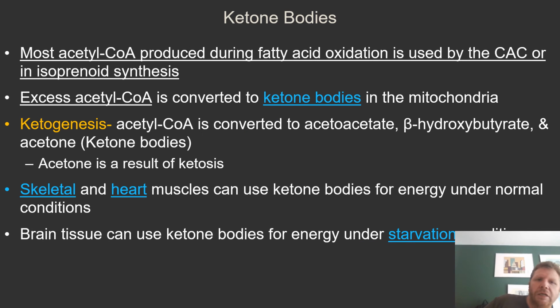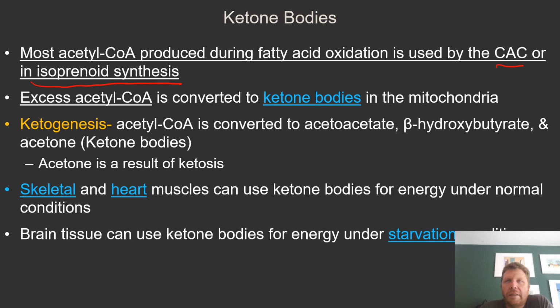So of the acetyl-CoA that's produced during the fatty acid oxidation, most of it's going to go into the citric acid cycle or isoprenoid synthesis. So it's ultimately going to go through the citric acid cycle to produce NADH, FADH2, so that you can extract more energy from that. Or it's going to be used for the synthesis of cholesterol or hormones or something like that. However, there always ends up some excess acetyl-CoA. That's going to be converted into ketone bodies in the mitochondria.